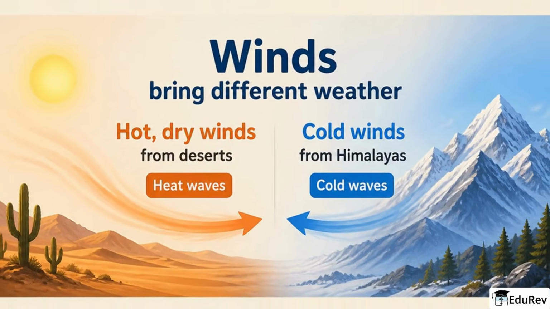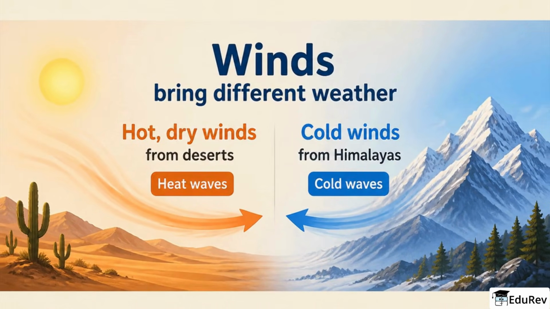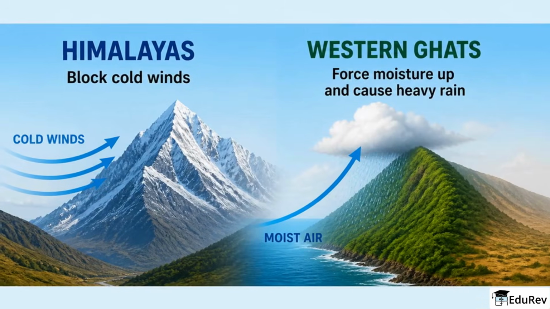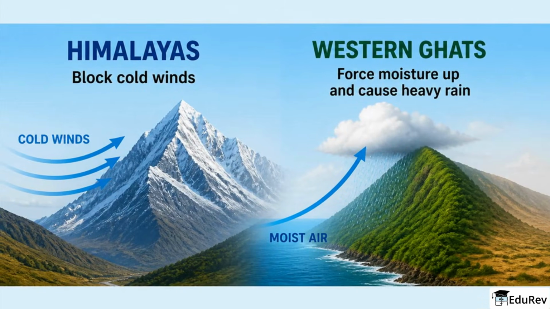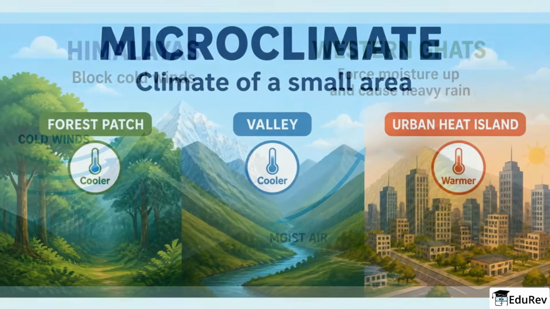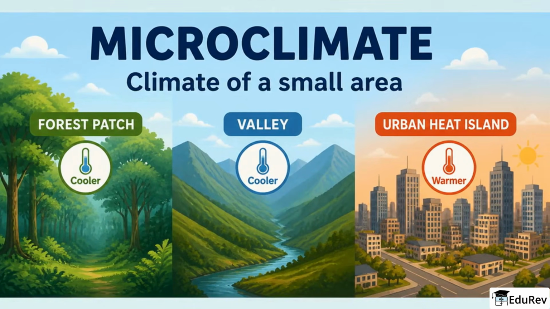Winds move air with different heat and moisture, causing heat waves when hot, dry winds blow from deserts and cold waves when winds come from the Himalayas. Topography or the shape of land matters too. The Himalayas block cold winds, and the western Ghats force moisture to rise and fall as heavy rain on the west side. A microclimate is the climate of a small area that can differ from nearby places, like a forest patch, a valley, or an urban heat island, which is a warmer city area.